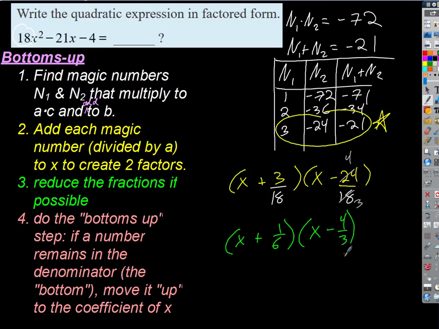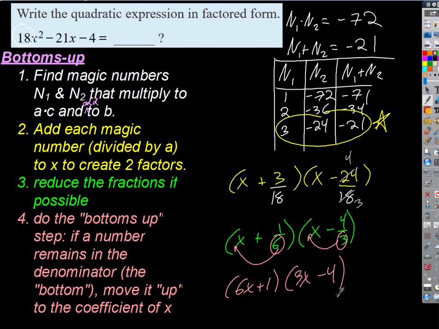And then the last step is the bottoms up step. If a number ends up in the bottom of the fraction, in the denominator, it gets moved from the bottom up to the front. It becomes the coefficient of x. So in this first fraction, the 6 is going to go up in front of the x, so we end up with 6x plus 1. And over here, the 3 goes up in front of the x. So we get 3x minus 4, and we're done.